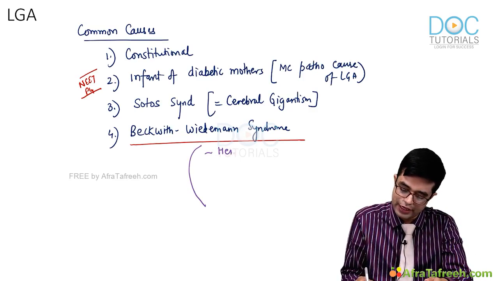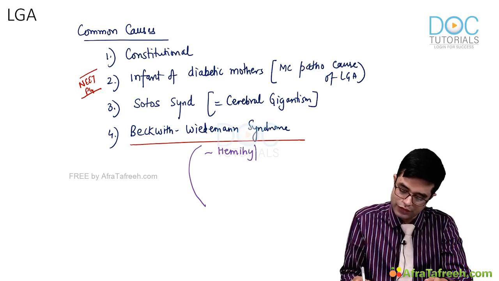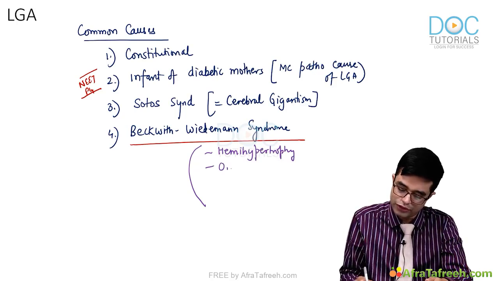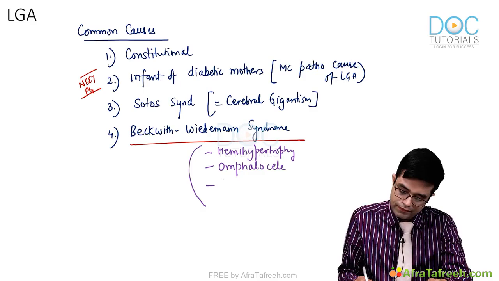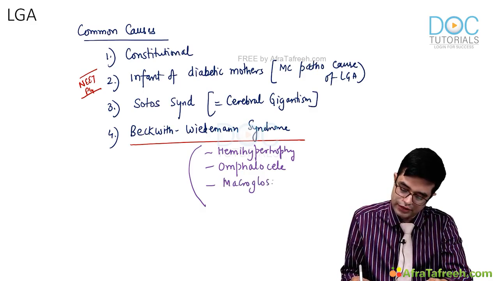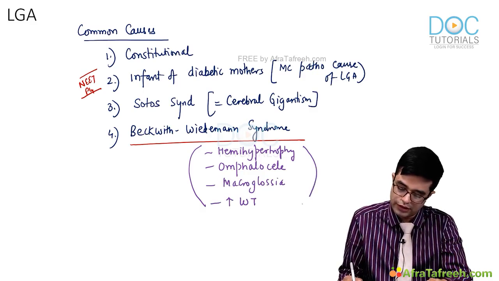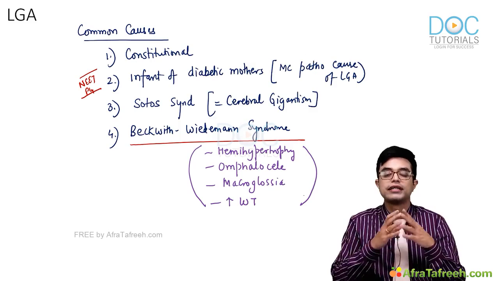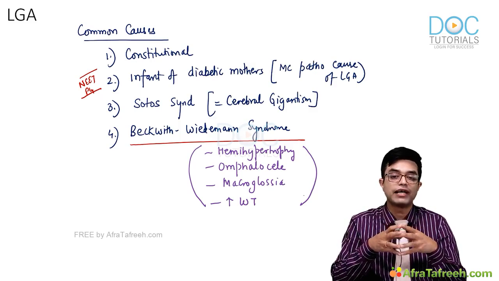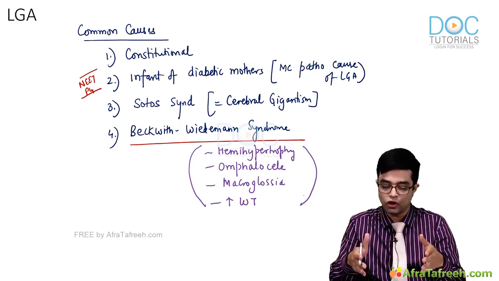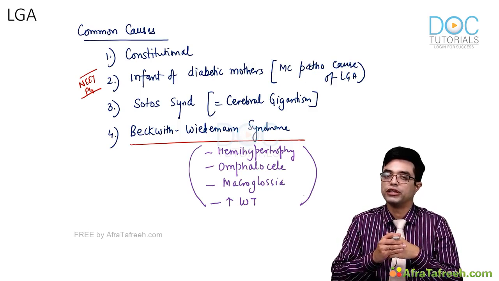These children have hemihypertrophy, that is, one half of their body is larger than the other half. They have omphalocele, which is an anterior abdominal wall defect. They have macroglossia, that is large tongue, and they have increased risk of Wilms tumor. These are the 4 important points that you need to know regarding Beckwith-Wiedemann syndrome. So these are the common causes of large for gestational age babies.